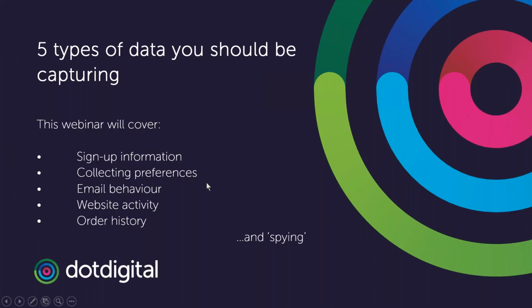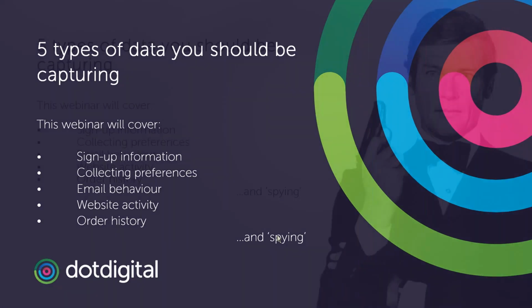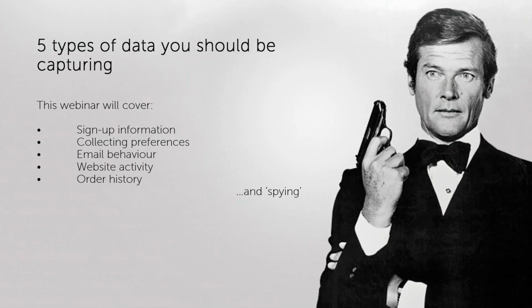So we looked at sign up forms and preferences, email behavior, website activity, order history, and a little bit of spying. There he is, Roger Moore. I'm a 70s kid. That's the 70s James Bond. A little bit of Roger. And so, yeah, that's it really.